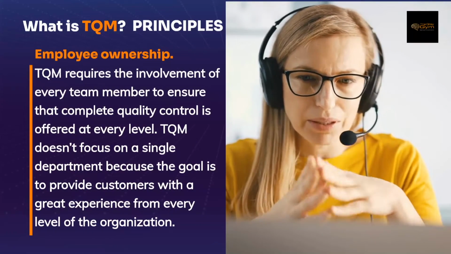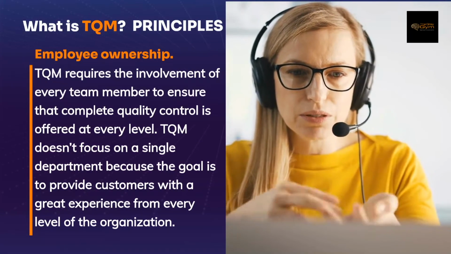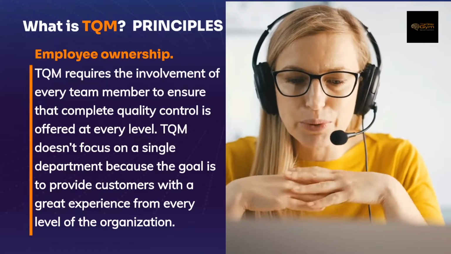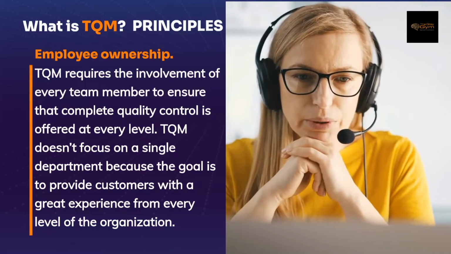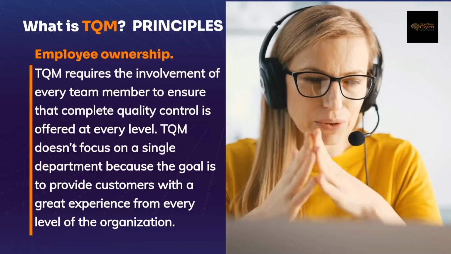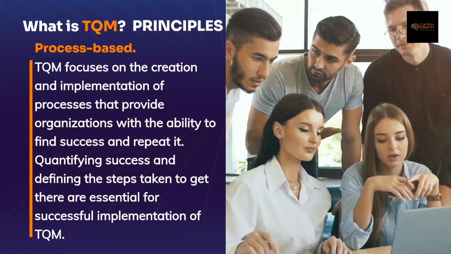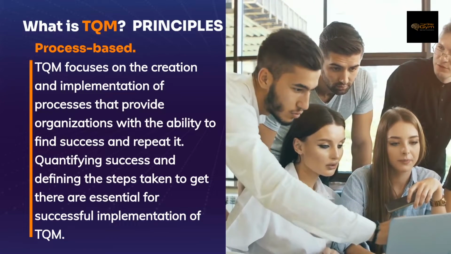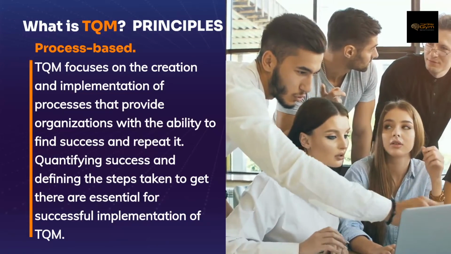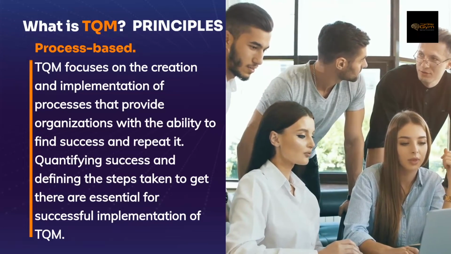Next is employee ownership. TQM requires the involvement of every team member to ensure that complete quality control is offered at every level. TQM doesn't focus on a single department because the goal is to provide customers with a great experience from every level of the organization. Next, it is process-based. The creation and implementation of processes that provide organizations with the ability to find success and repeat it. Quantifying success and defining the steps taken to get there are essential for successful implementation of TQM.